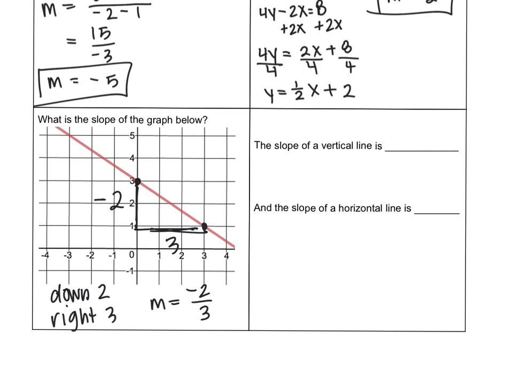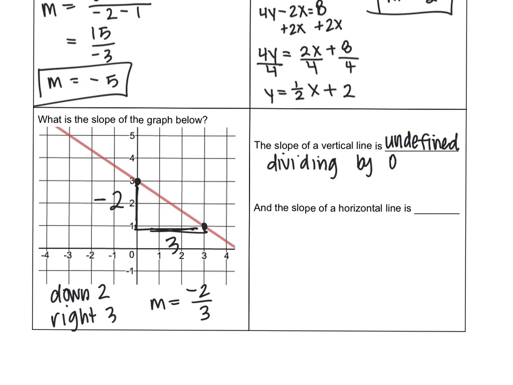Next, we want to talk specifically about slopes of vertical and horizontal lines. So the slope of a vertical line is undefined. And this is because if you were finding the slope between the 2 points, the x value would be the same and you would be dividing by 0, which we cannot do. So that's why it's undefined.